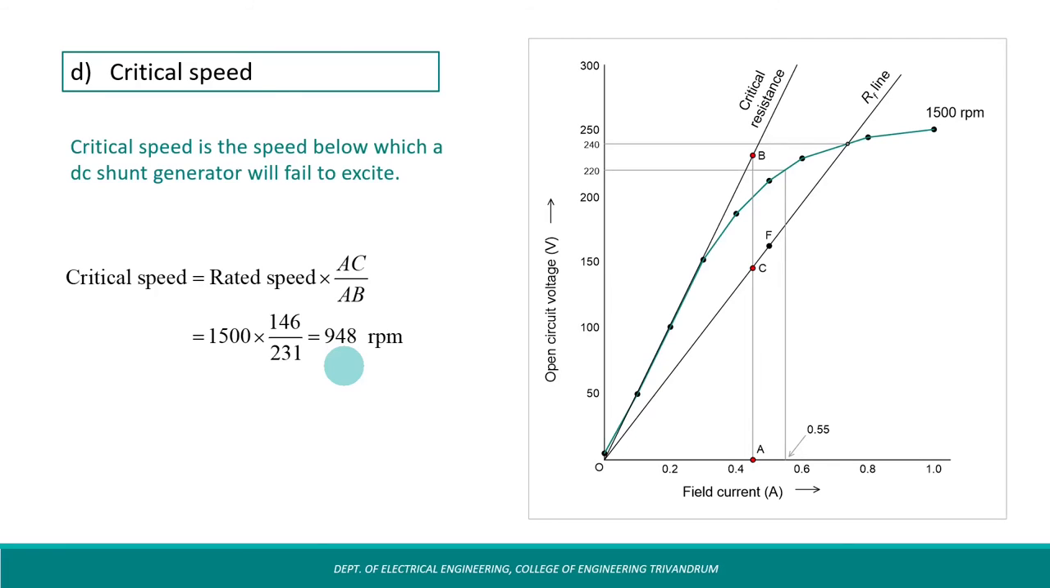Incidentally, we may observe another point here. A plot of OCC at the critical speed of 948 rpm will have the RF line as its tangent. Resistance cannot be less than what is represented by the RF line, and if the speed goes below the critical speed, the generator will not generate the normal voltage.